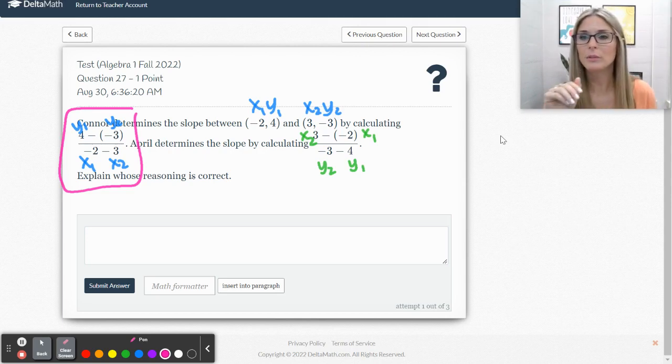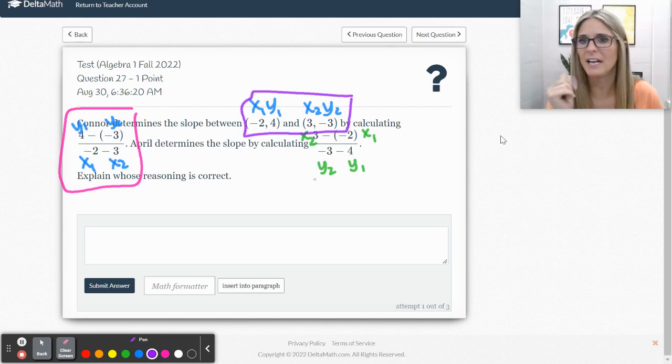So if you really weren't sure on this question and you were working it on your own, what could you do? You could find your own slope and then simplify Connor's and April's and see who got the same thing. So if you want to add that in your explanation, you could do that. You could explain Connor's formula is equivalent. And you could say, I found the slope using y2 minus y1 over x2 minus x1. I got the same value. April got a big hot mess and it's totally wrong. So there's how you can do number 27 from the review that may be on your quiz.